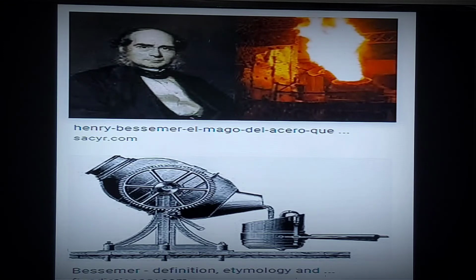This is Henry Bessemer. He found a new method to produce steel by removing dirt from iron in 1856. This invention of the open oven method, by developing the mentioned method, made it possible to produce high quality steel.